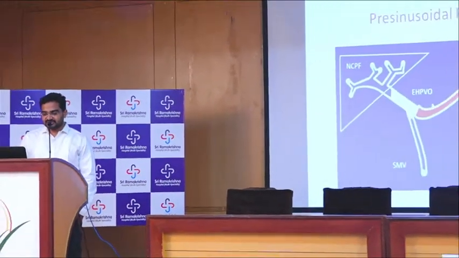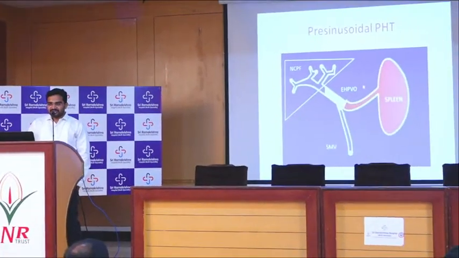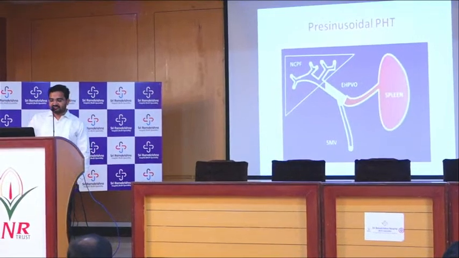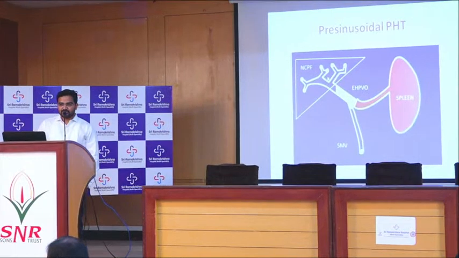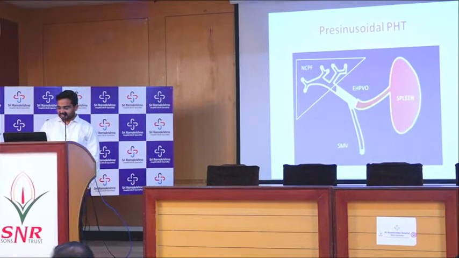So this picture depicts the pre-sinusoidal type of portal hypertension, where, as the name indicates, in extrahepatic portal venous obstruction, also called EHPO, the resistance to the portal flow rises in the extrahepatic part of the portal vein. Thereby, the increased portal pressures will be seen in the SMV and splenic vein territory, causing esophageal and gastric varices predominantly. In non-cirrhotic portal fibrosis, the resistance lies in the intrahepatic part, but on the pre-sinusoidal side.